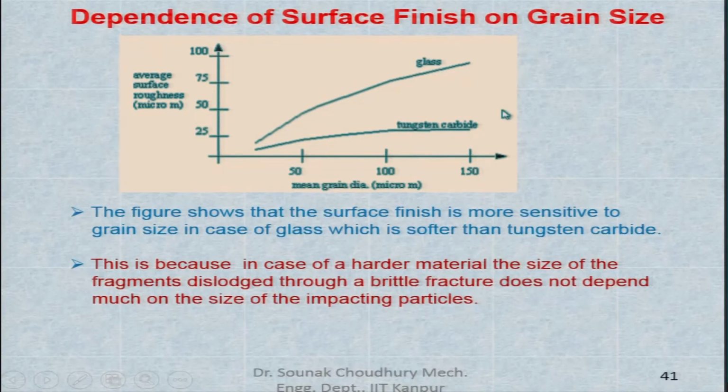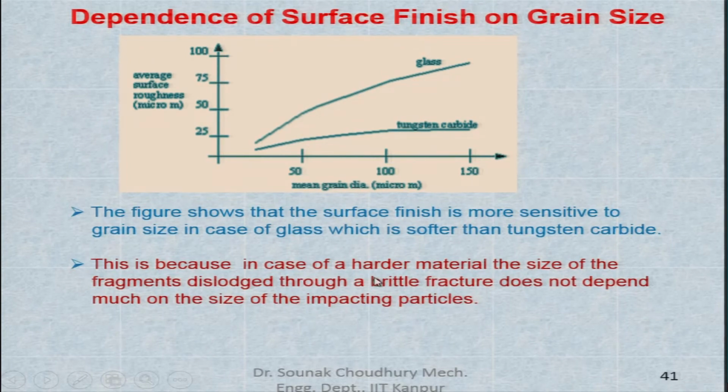Therefore, the surface roughness is very important. Dependence of the surface finish on the grain size, let us say for tungsten carbide and the glass material. Mean grain diameter we have taken in microns from 50 to 150 experimentally, and this is how the curve goes. The figure shows that the surface finish is more sensitive to grain size in case of glass, because in case of tungsten carbide you can see the curve is not very steep. So, therefore, it is more sensitive in case of glass, which is softer than the tungsten carbide. That is why this happens in this way.